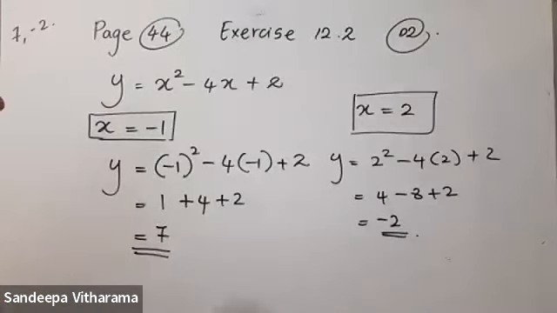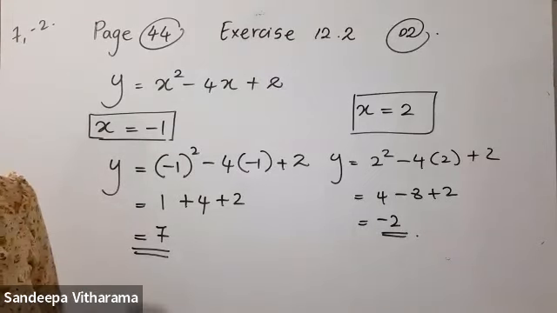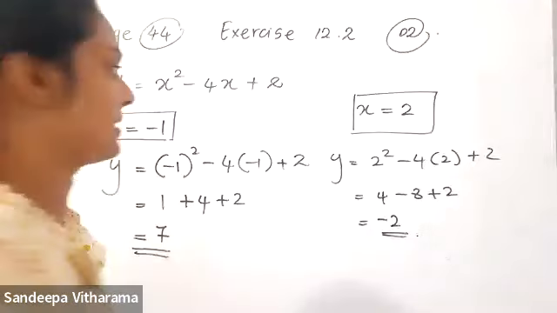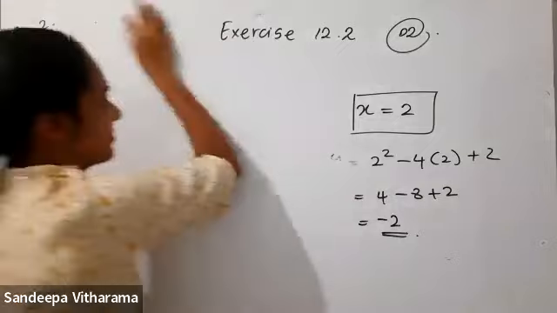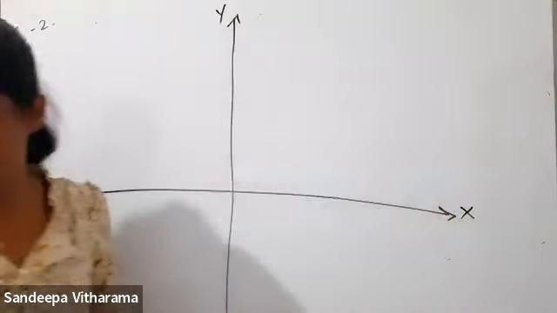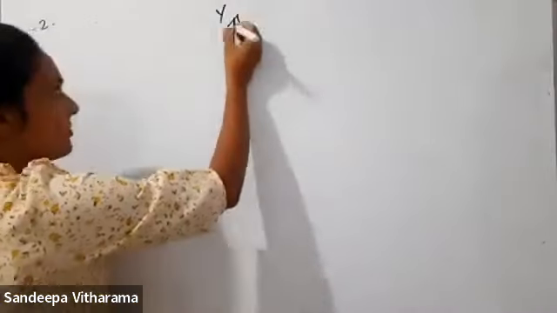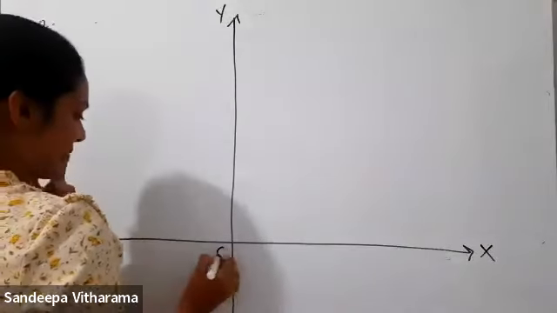Now you should have graph sheets, okay? They asked to complete the above table and, by taking 10 small divisions along the x-axis and y-axis to be one unit as a scale, draw the graph of the given function. That means along the x-axis and along the y-axis, you have to take 10 small squares. So we'll make it minus 2, right?